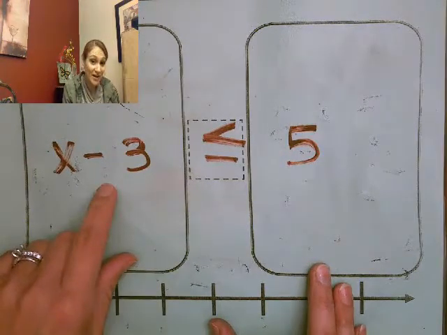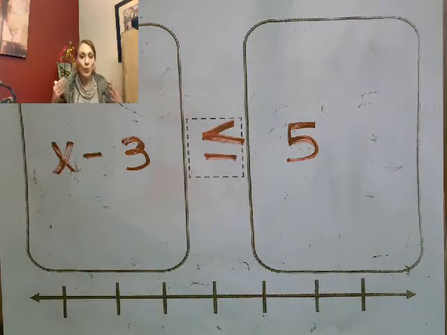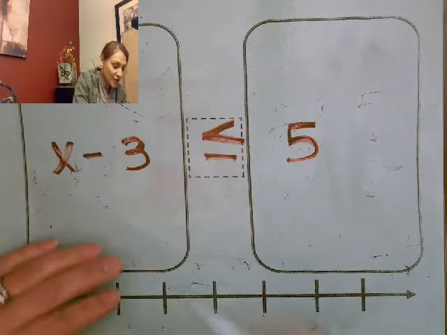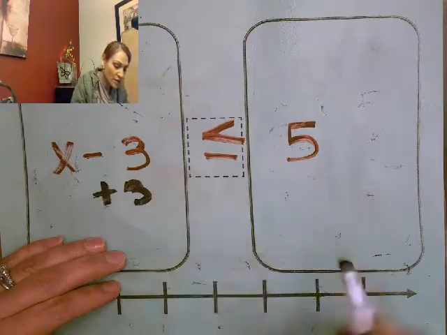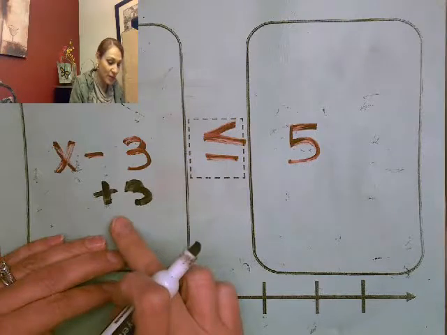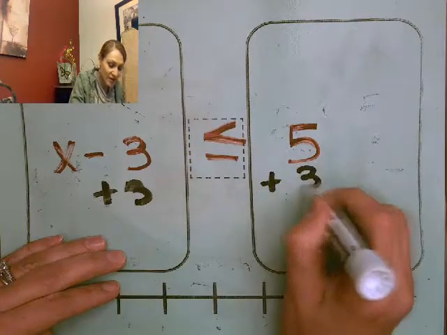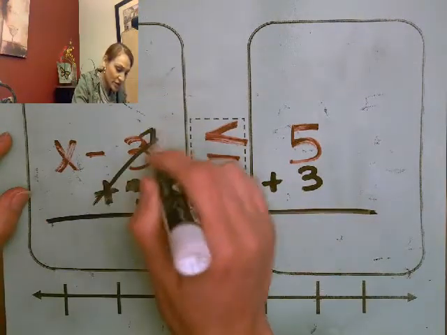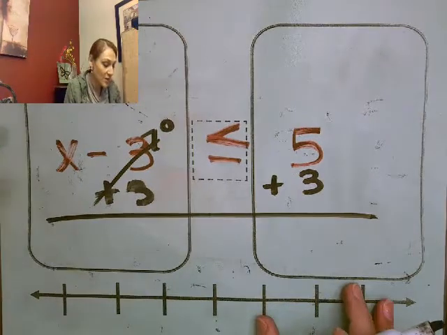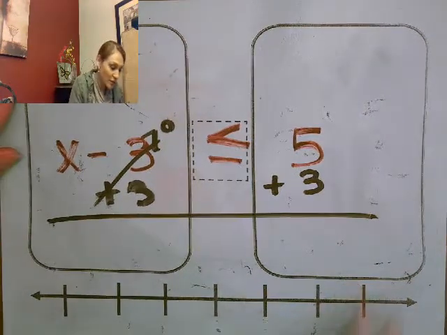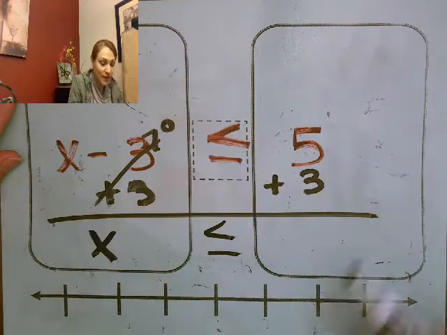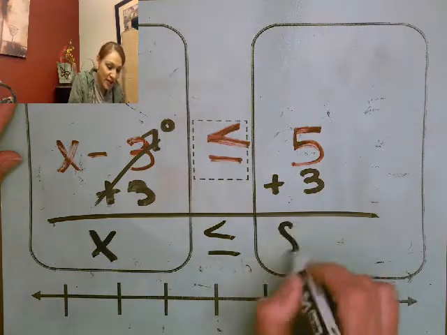Well, I see that I have a -3 there. So I need to be thinking, what is the inverse of -3? Well, the inverse of -3 is +3. So since I'm adding 3 on this side of my inequality, I'm going to add 3 on this side of the inequality. So there's my problem. Remember, this becomes 0 because a -3 and a +3 is called a zero pair. So now I have x by itself on this side. My inequality sign comes down, and then I just add the 3 to the 5, which is 8.